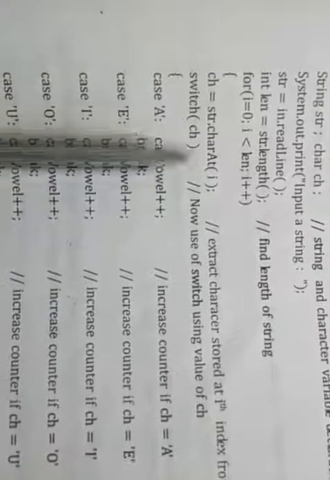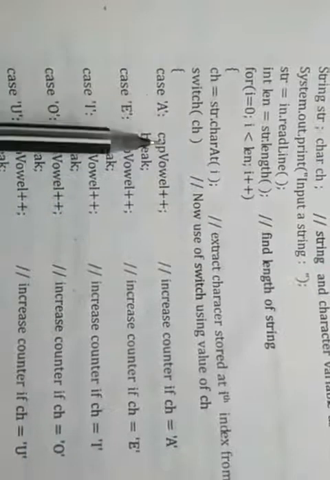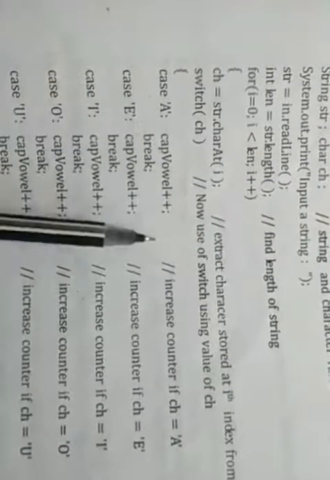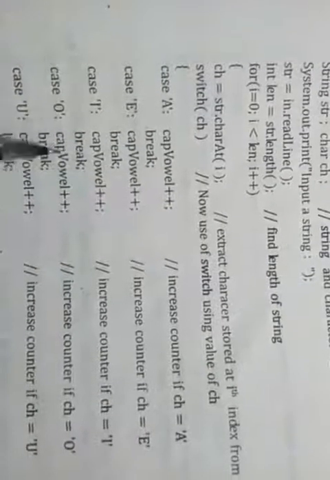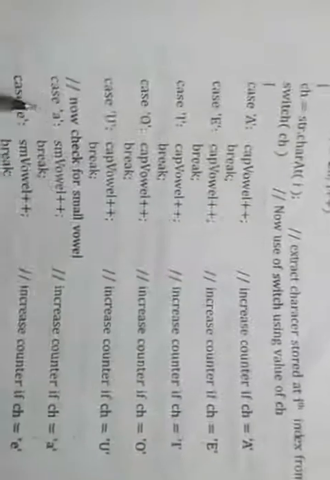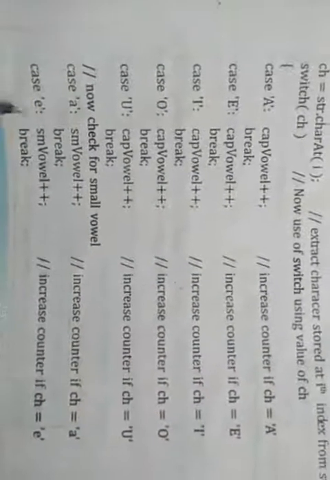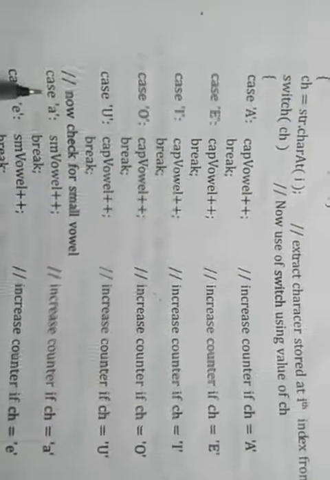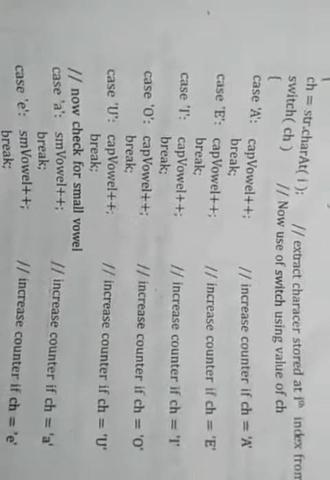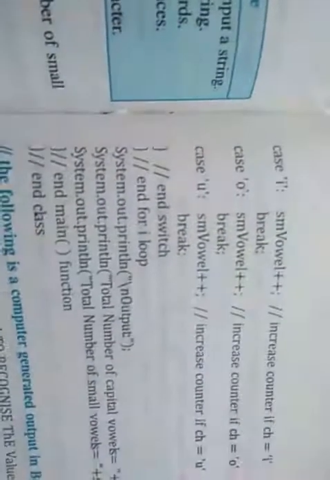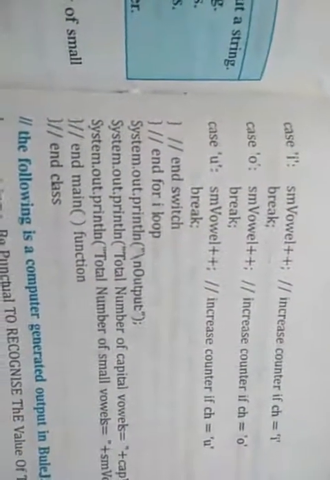The loop starts from 0 till length, and we extract a single character, switch of ch. If the character is a capital A, then capital vowel plus plus, then break, or if capital E, then I, then O, then U. So we will increase the value of capital vowel. After that, here we are increasing the value of small vowel. If the extracted character is small a or small e, then i, o and u, then we will increase the value of small vowel.